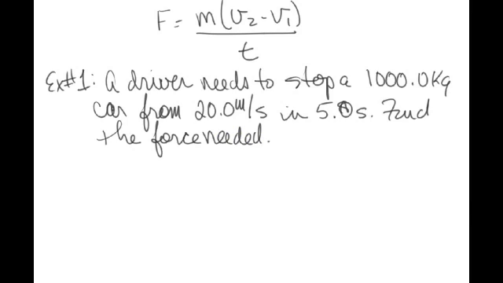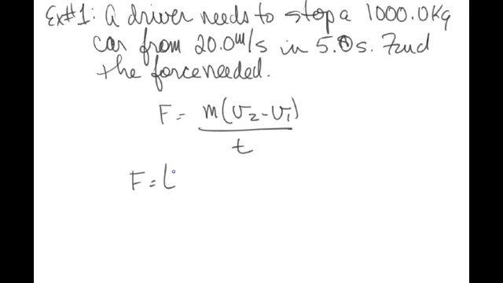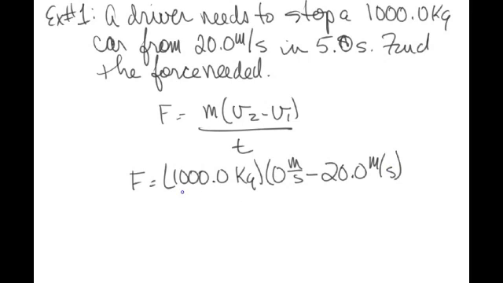All right, this expression is the one we're going to use. Force is equal to mass, V2 minus V1 divided by T. Force is equal to the mass, 1,000 kilograms. V2 is 0 because we're coming to a stop. Minus 20 meters per second, which is V1. And we're told that it takes 5 seconds.